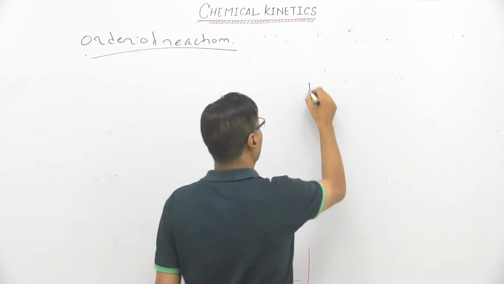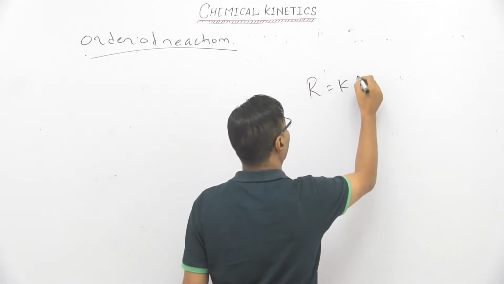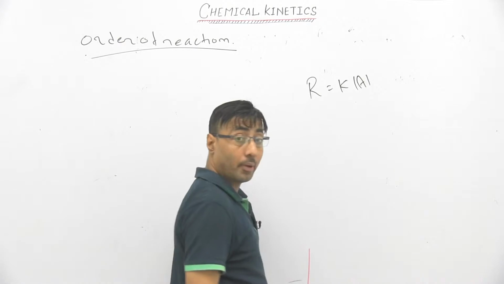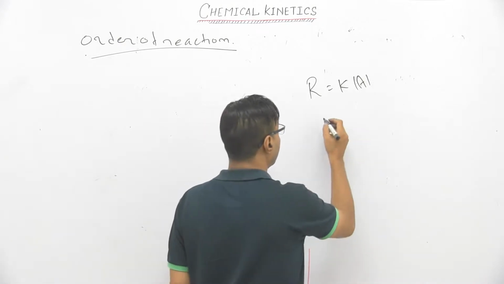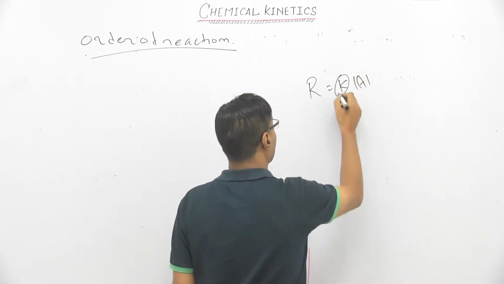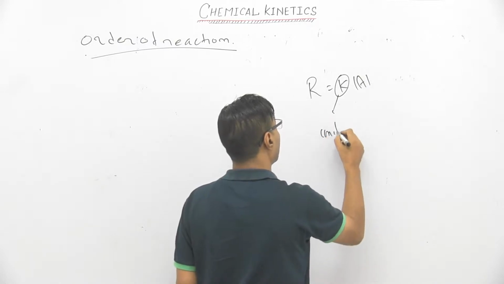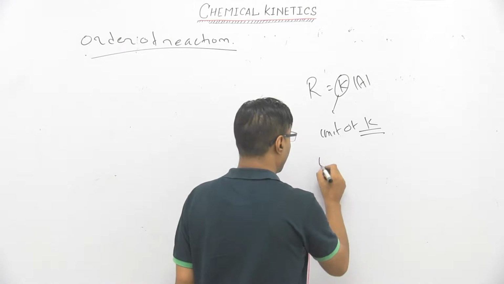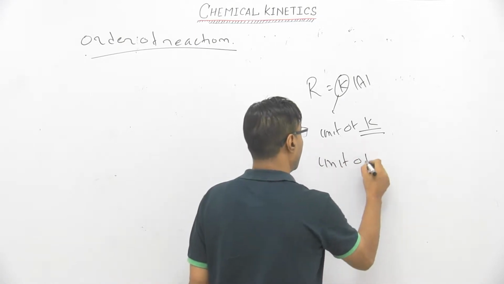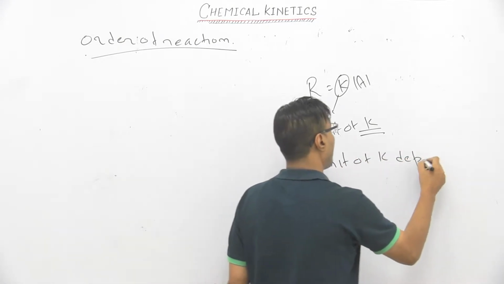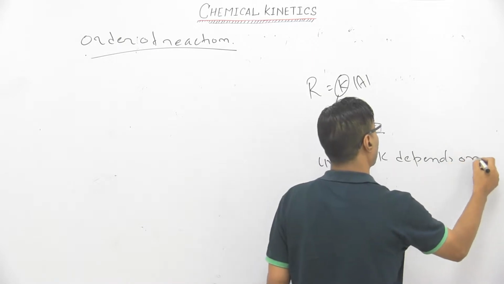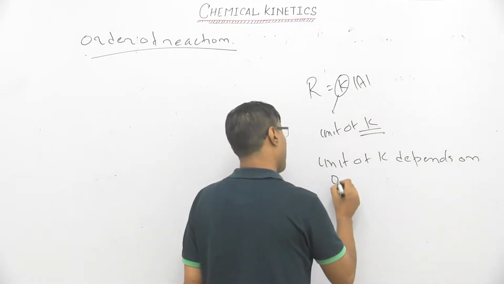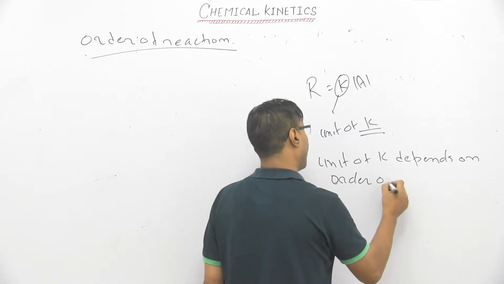Write R is equal to K into A. And ask, what is the unit of K? The answer is, the unit of K depends on the order of reaction.